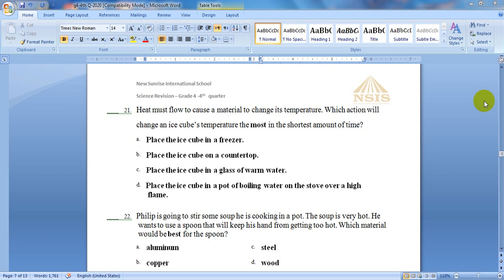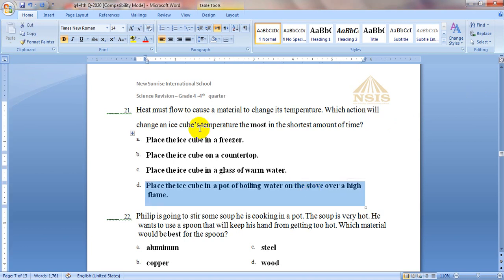How does heat move? As we studied, it moves from an object with high temperature to another object with low temperature. So here we need to place the ice cube in a pot of boiling water on the stove over a high flame.